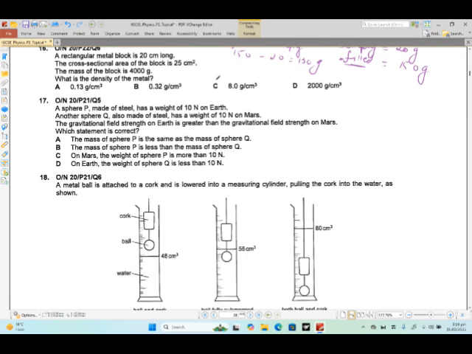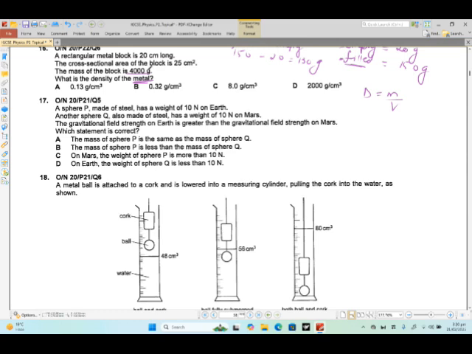A rectangular metal block is 20 centimeters long. The cross-sectional area of the block is 25 centimeters. The mass of the block is 4,000 grams. What is the density of the metal? Okay. Density, we need mass and volume of the metal in order to find the density of the metal. We already know what is the mass. Mass is 4,000 grams. We don't know the volume.